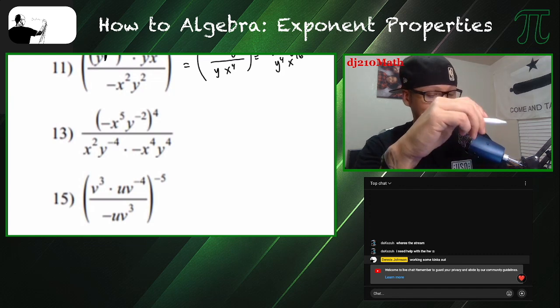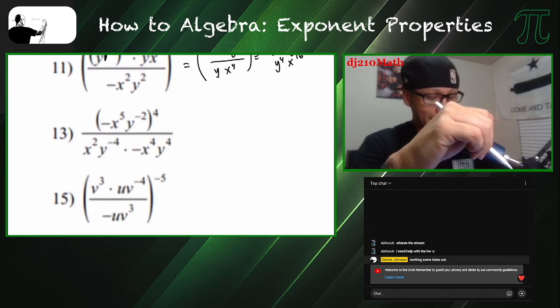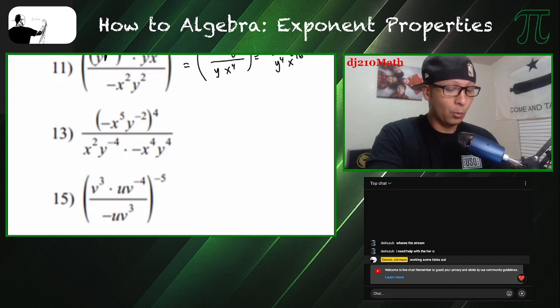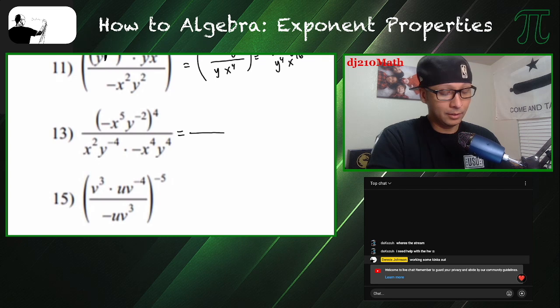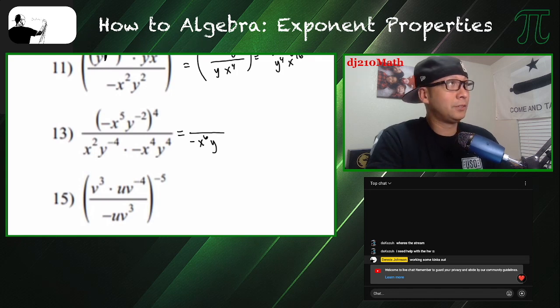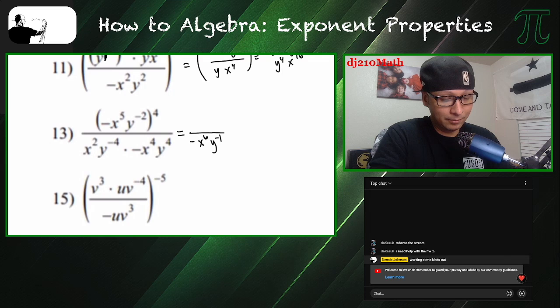All right, 13. Okay, what are we thinking? So I'm noticing x's and y's all in the bottom. So we could probably simplify the bottom first. There's a negative in the bottom, so there's going to be a negative in the denominator. So x squared, x^4, adding the exponents. So this is going to be x to the 6. Y: negative 4 times 4 will be negative 16.